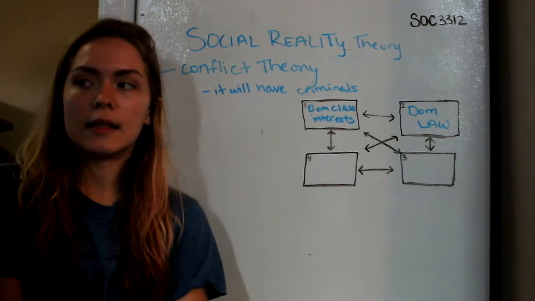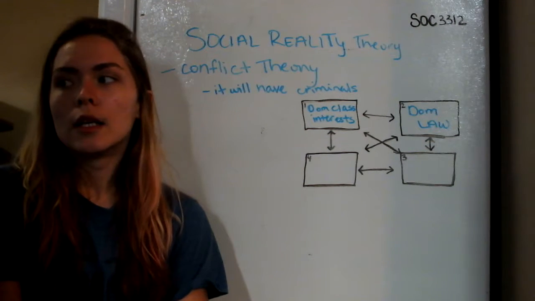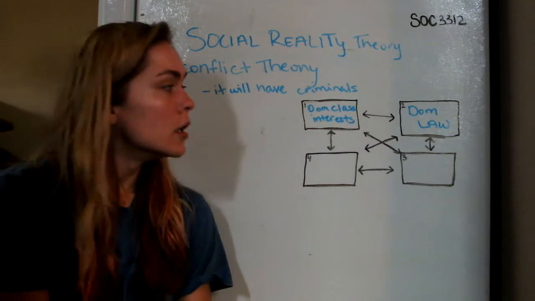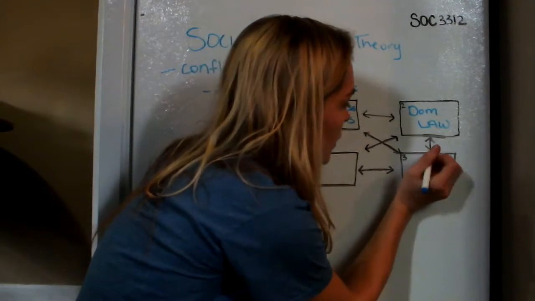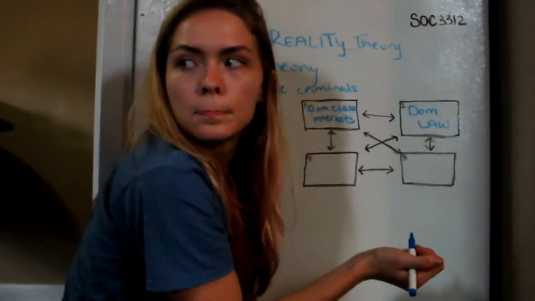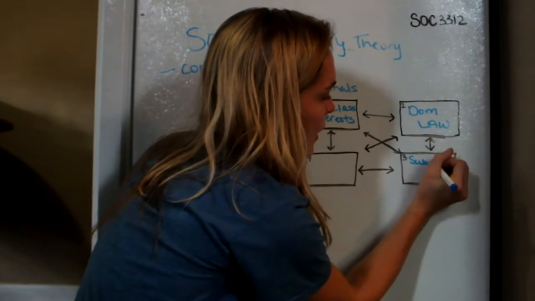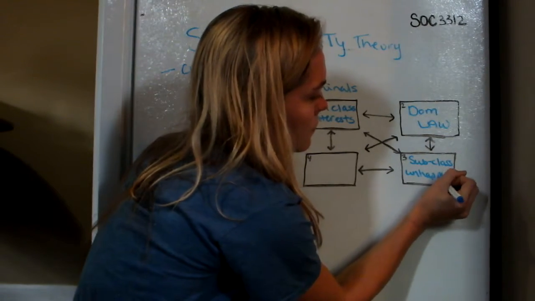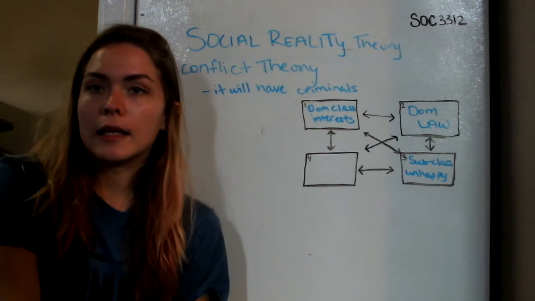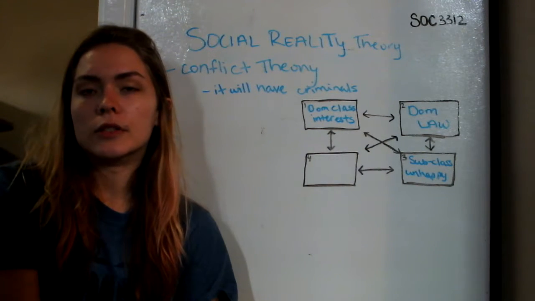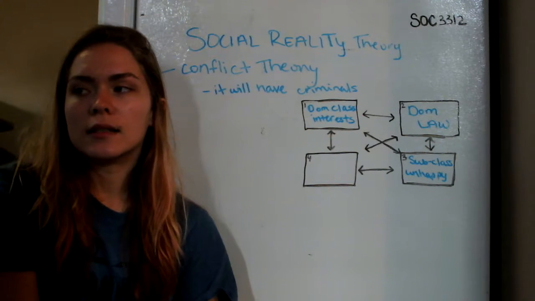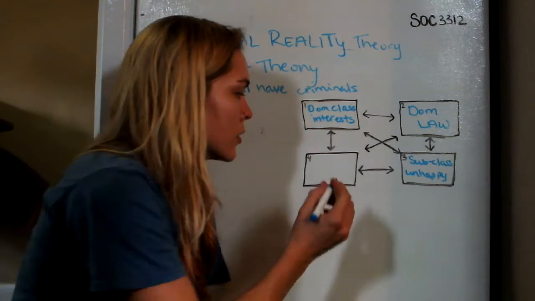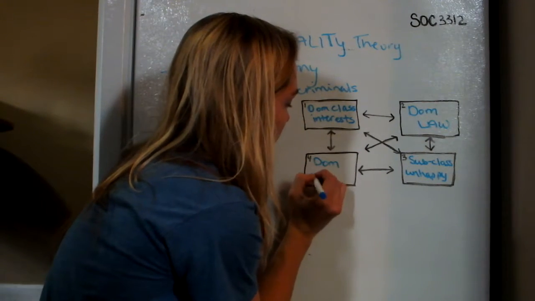The third is that the subordinate class is propelled to those deviant criminal actions by their unfavorable living conditions. So that's going to go on number 3. Let's say subclass unhappy. Because the subclass is unhappy, they do those criminal deviant acts. And the last box is that the dominant class uses those criminal acts as the basis for its ideology. So, dom class ideology.